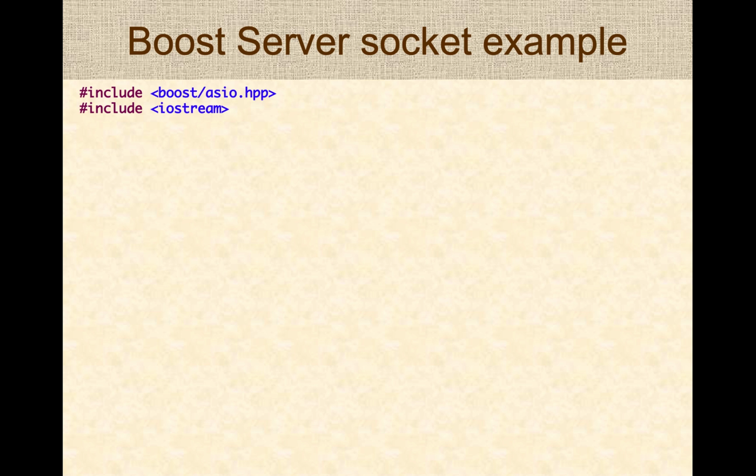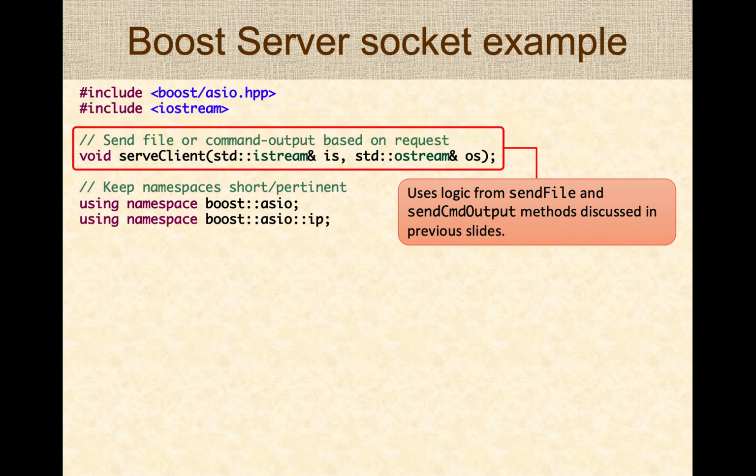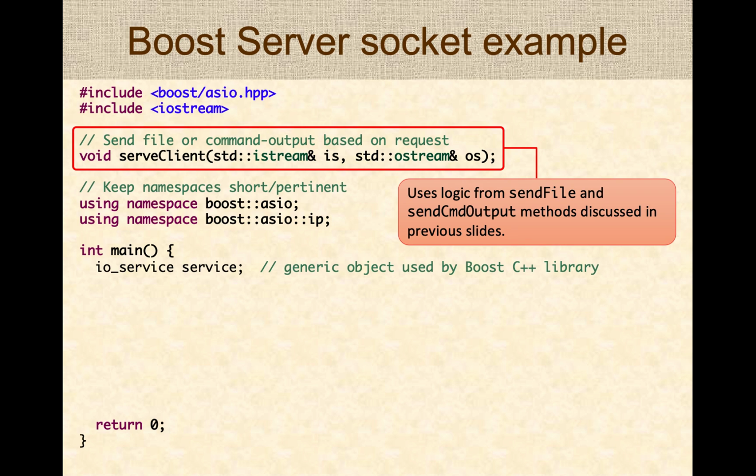So here, to use the Boost socket, we'll use the #include of the boost asio header. Here we're going to assume that we have a method called serve client, which uses the logic from the send file and send command output methods that we saw earlier to process requests from a client and generate responses. So we're going to keep a simple main method, and here we're going to just process one request to keep things simple. A generic IO service object is required for Boost.